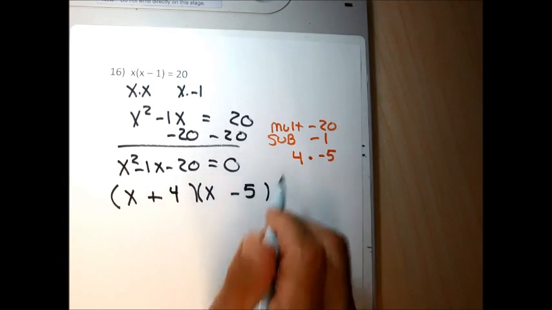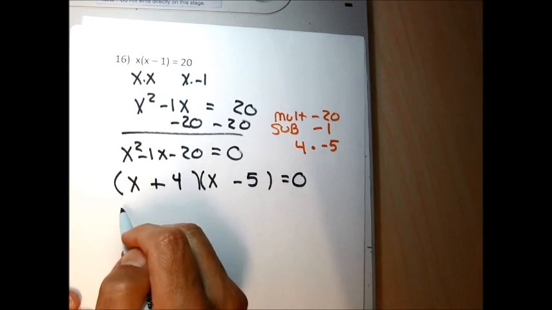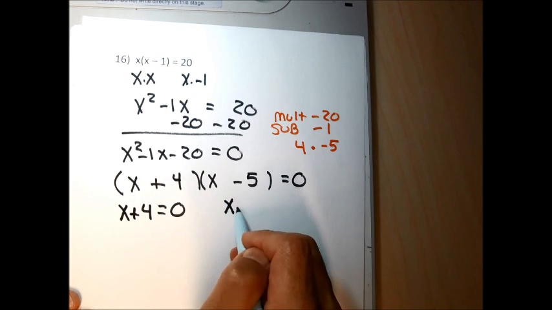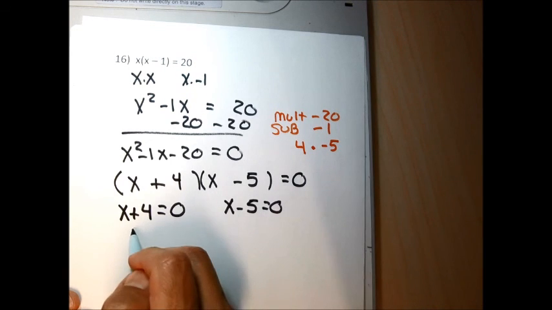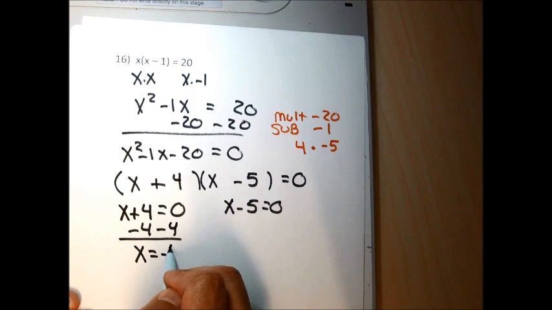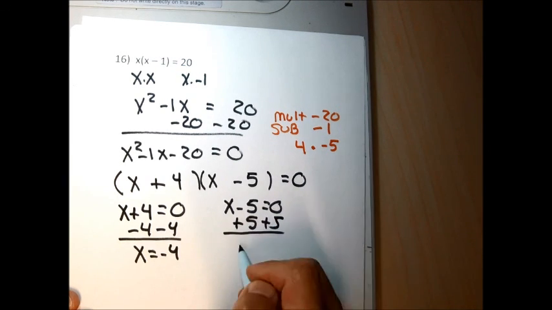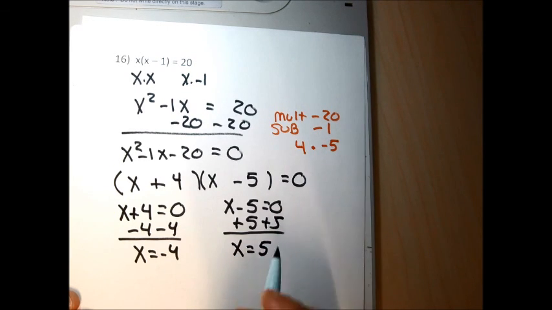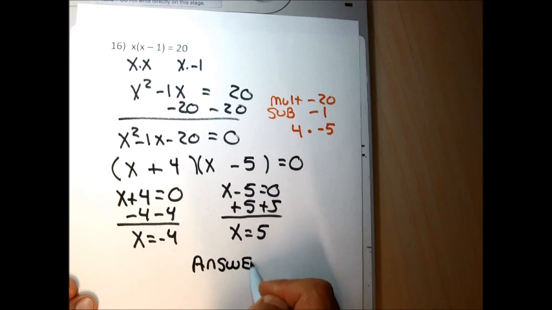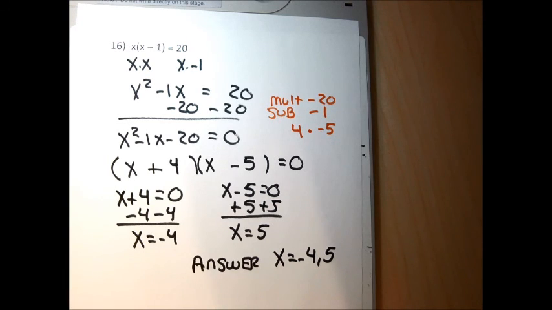I shouldn't drop that equal to 0, so I'm going to bring that equal zero down. Now that I have it factored and set equal to 0, I'm going to take the inside of each parentheses and set them equal to 0. The left parentheses, I'm going to minus 4 from both sides and get x equal to negative 4 for an answer. The right parentheses, I'm going to add 5 to both sides and get x equal to 5 for an answer. So when I go to write my answer to problem 16, I'm going to write x equal to negative 4 and positive 5.